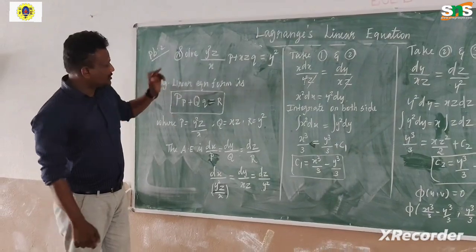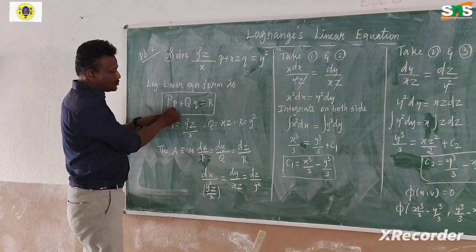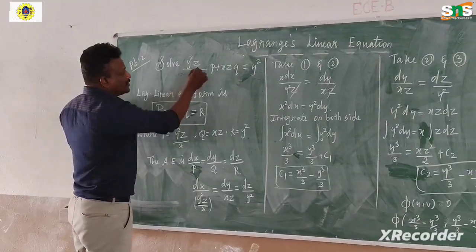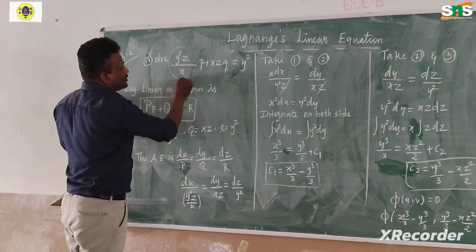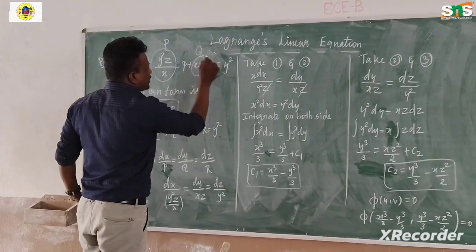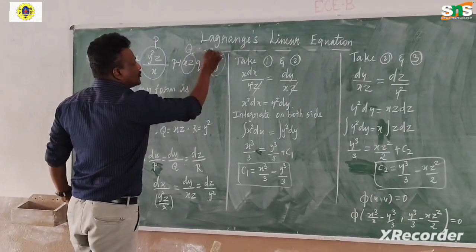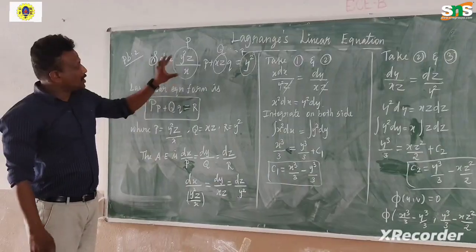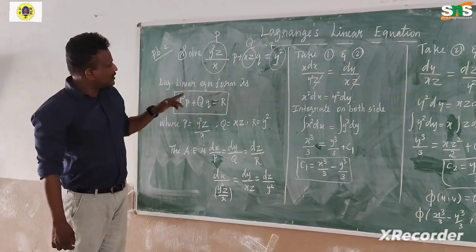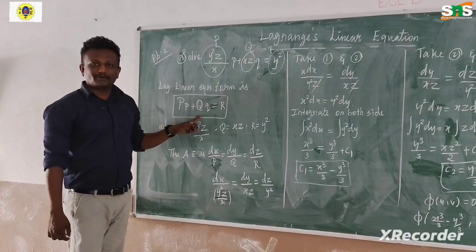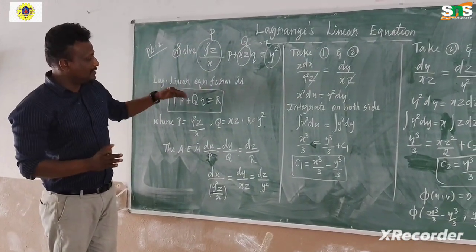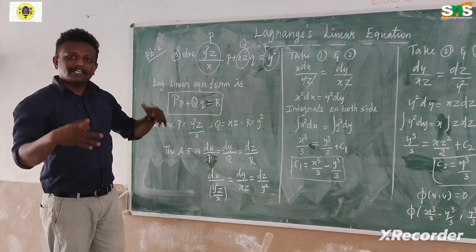So we are checking. This means that we should have capital P and small p, capital Q and small q. The coefficient of small p is your capital P. The coefficient of small q is going to be your capital Q. Then obviously it is going to be capital R. So this differential equation is exactly following the Lagrange's linear equation pattern. Once you confirm that the given equation is following the pattern, then you can start solving this problem.